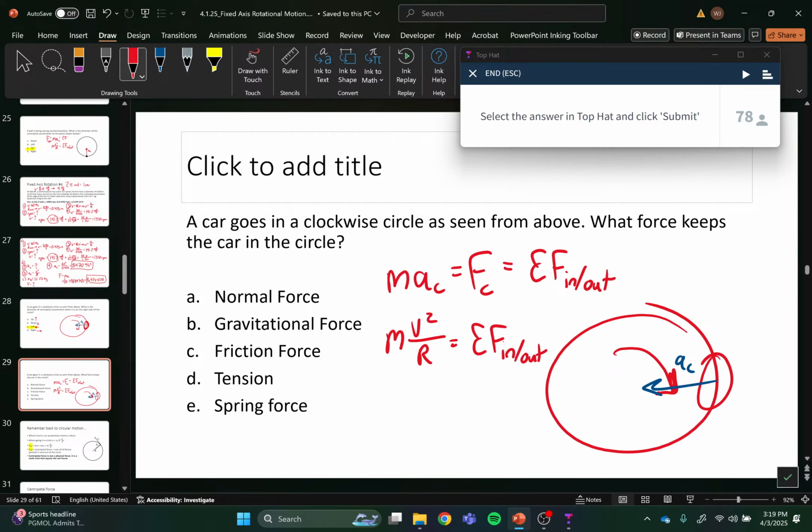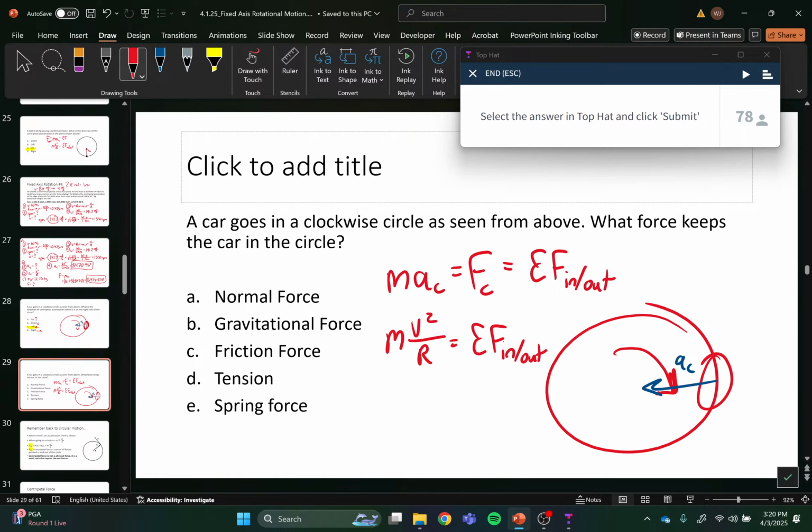So let's just go through our list. We have to figure out which forces are actually pointed inwards or outwards. We know there's a force inwards. Which one actually points that way? We just go through the laundry list. Normal force. Right now I'm standing on the ground. Which way does the normal force point? Up. It's the force of the surface on me.